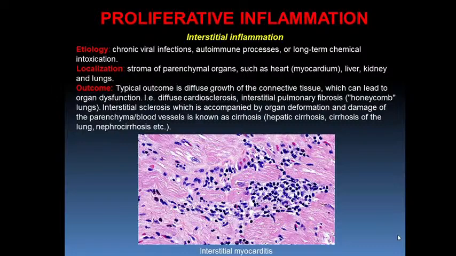Sometimes it can lead to organ dysfunction, like diffuse cardiosclerosis after interstitial myocarditis, interstitial pulmonary fibrosis after some restrictive diseases of the lungs, and development of particular organ insufficiency: heart failure, lung failure, or a combination of heart and lung failure in case of these above mentioned diseases.